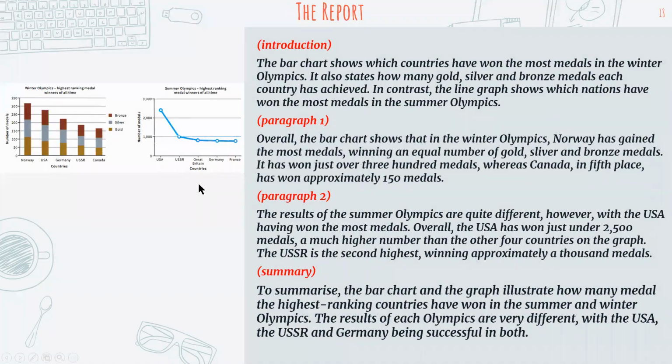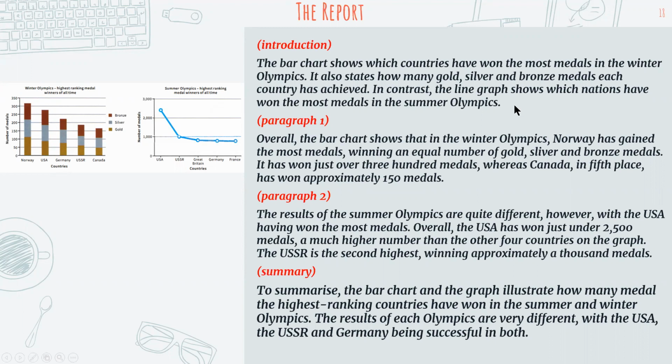Now let's look at the answer organized so that you can understand how it's done. We have the introduction, the first paragraph, the second paragraph, and your summary or conclusion. In the introduction: the bar chart shows which countries have won the most medals in the Winter Olympics. It also states how many gold, silver, and bronze medals each country has achieved. In contrast, the line graph shows which nations. Here we used another word to avoid repetition. We didn't say countries, we said nations, have won the most medals in the Summer Olympics.